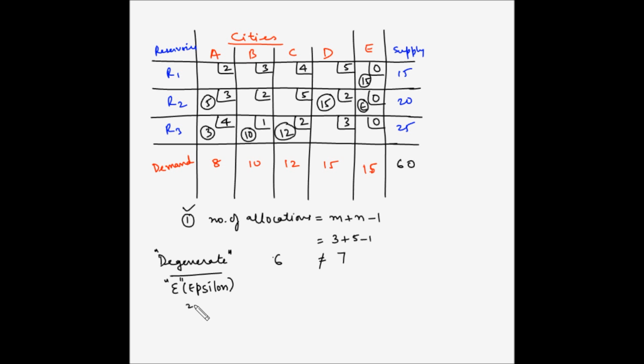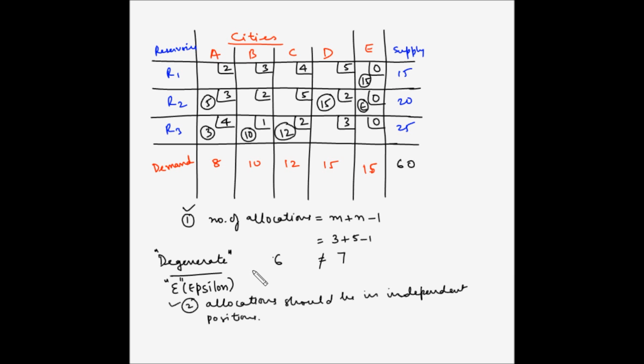And the second condition is that these allocations should be in independent positions. This means that you should not be able to form a closed path for any of the allocated cells. So as you can see, all the allocations are in independent positions. So the second condition is also met here. So now let's proceed with the optimality test.